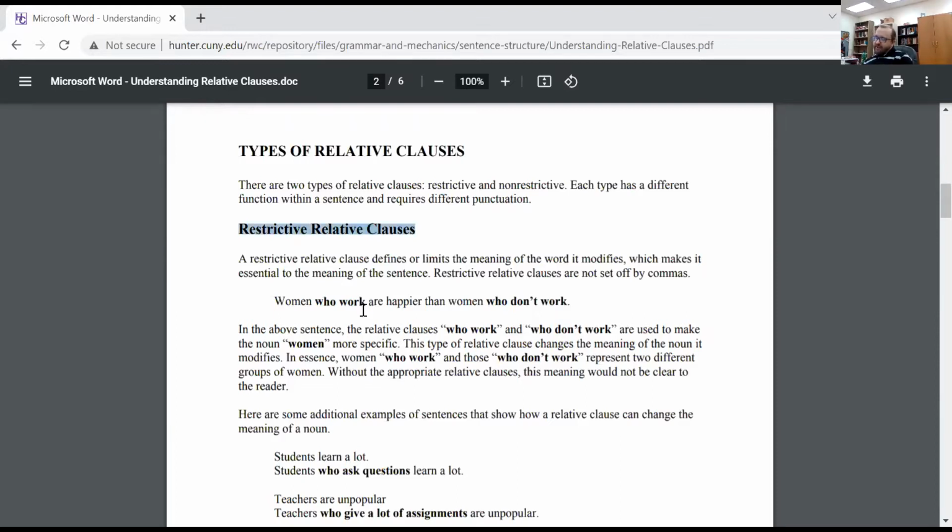So in a restrictive clause, whenever you have these types of things that add extra meaning to the sentence, if you can't cut it out and the sentence makes sense, you don't put commas. Okay, you don't put commas. So students who ask questions learn a lot. If you take that out, you could say students learn a lot. Well, you don't maintain the same meaning of the sentence if you cut that phrase out. So basically this distinction here is if it's something that you can't cut out and the meaning stays the same, you don't use commas.